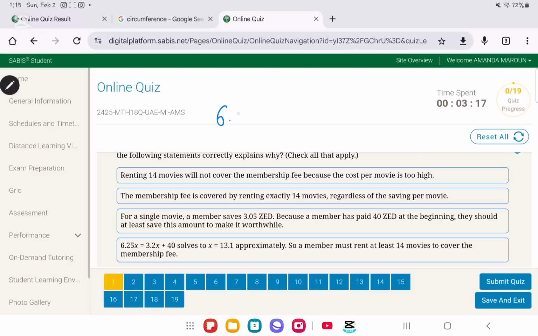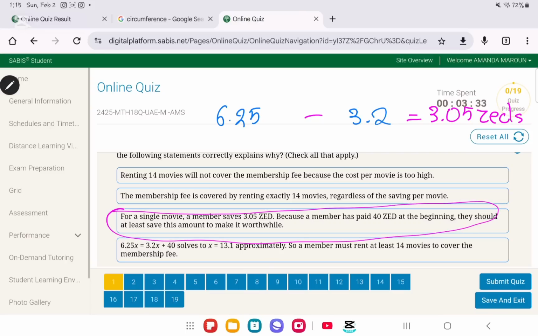However, if you move on to: for a single movie, a member saves 3.05 Zs. So non-member pays 6.25, member pays 3.2 Zs. So you're gonna subtract them and you're gonna get a difference of 3.05 Zs. So per movie, the membership will help you save 3.05 Zs.